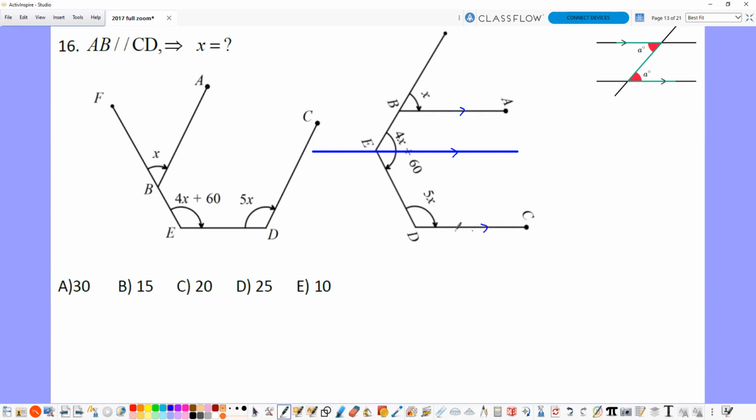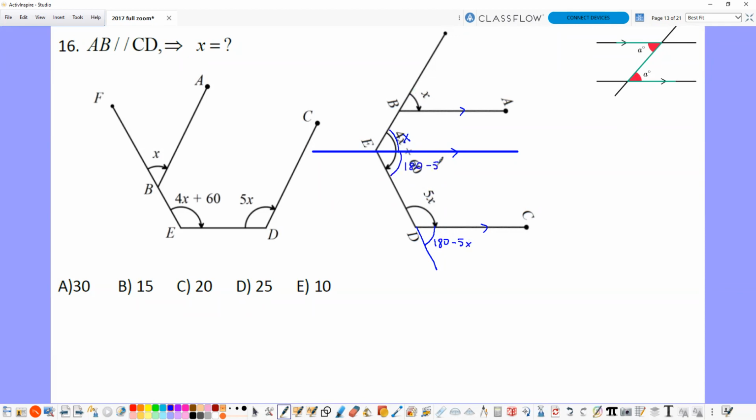Firstly, we need to know this one. This angle, if it's equal to x, this angle also is going to be equal to x. This angle also is going to be equal to x. And here, if it is 5x, on the other side, we don't have anything here. I'm going to continue like this. So this angle is also going to be 180 minus 5x, which is also here.